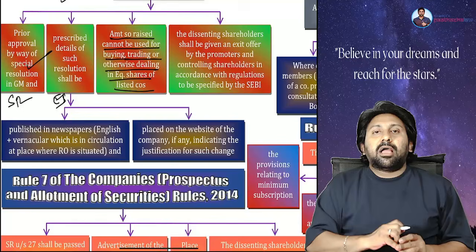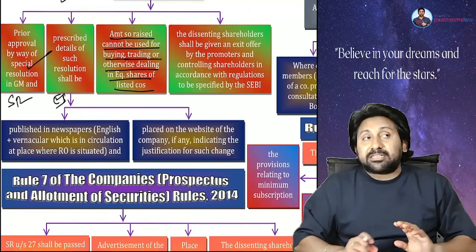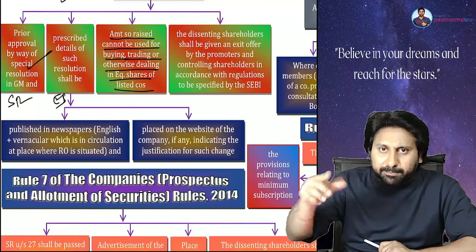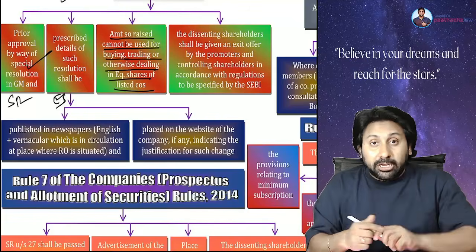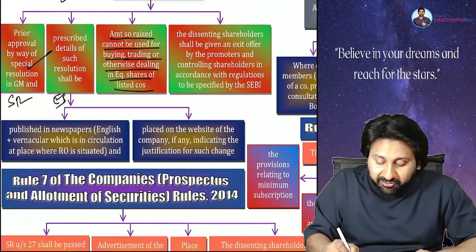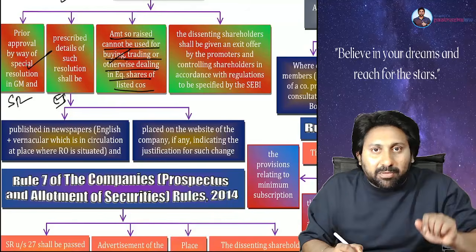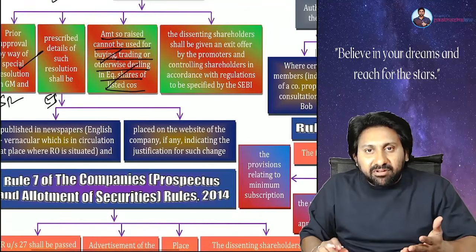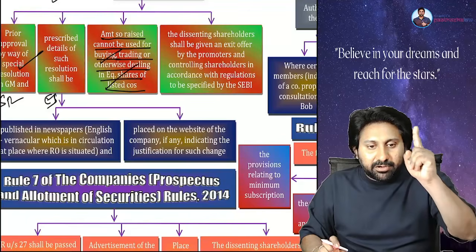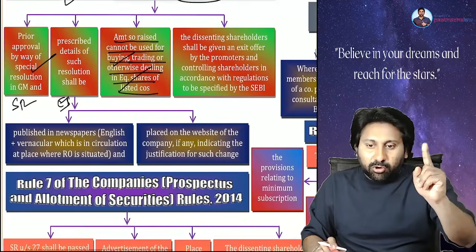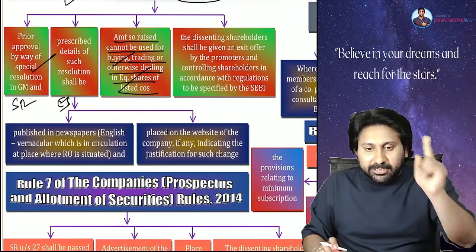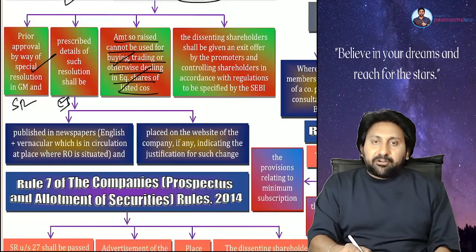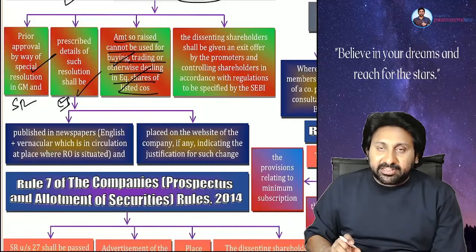Means what? You can vary the object. For example, I have taken money for iron and steel manufacturing. You wanted to use it for some other purpose. Use it. But in no case can you use it for trading on the stock markets. You cannot do that. Last one. Listening, everyone. First one, whose approval is required? Shareholders. Which resolution? Special resolution in a general meeting. You have to pass it and take their approval and specify the details.